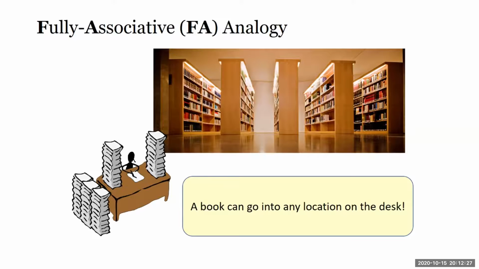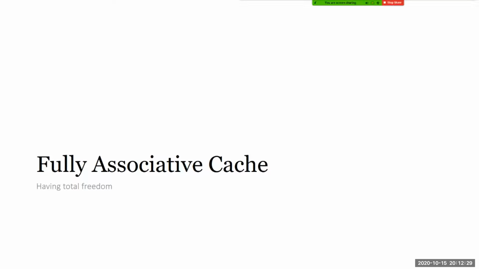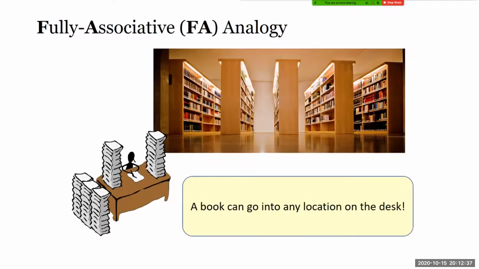Okay, now there are 2 types of cache we'll talk about today. One is the fully associative cache. Basically, fully associative means having total freedom. It means that any book you pull from the shelf can go anywhere on your desk. Suppose all the articles in the library are in books. So each page is one instruction, and one book is one block.